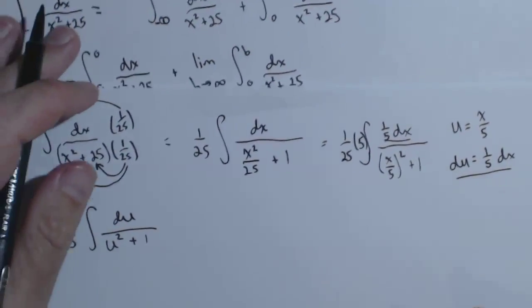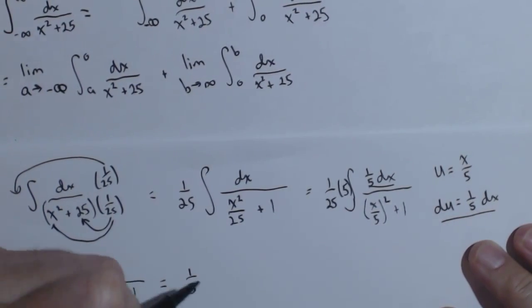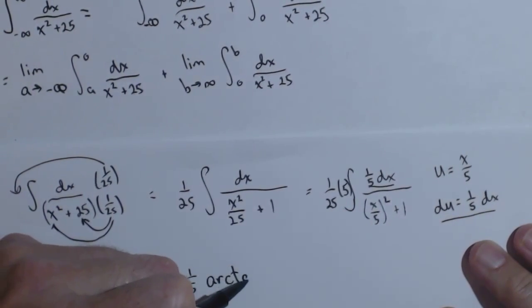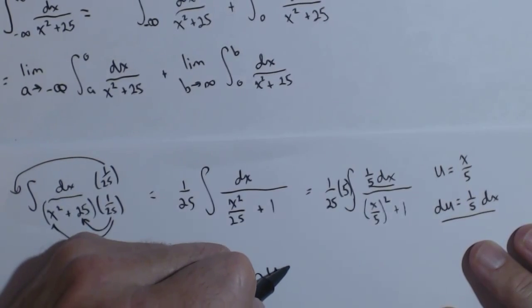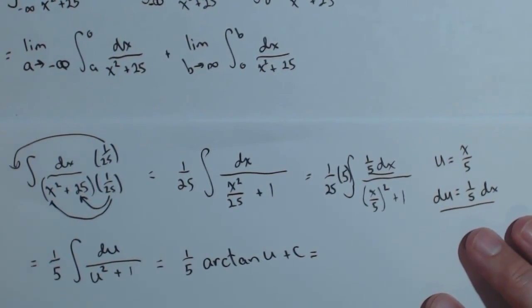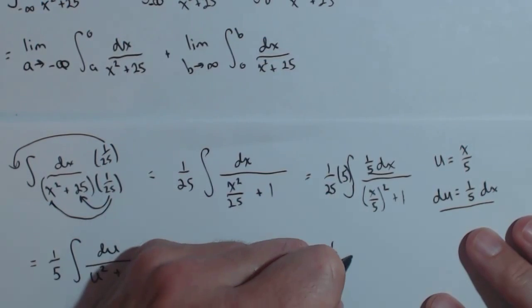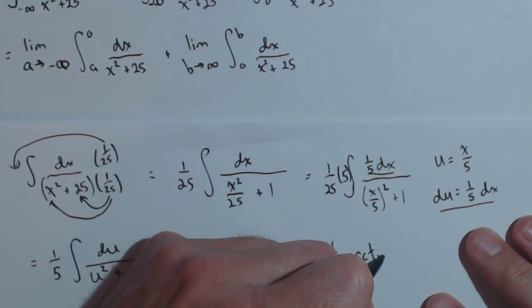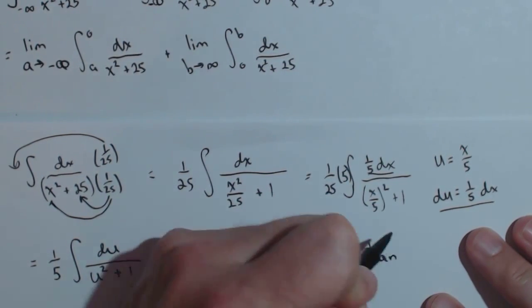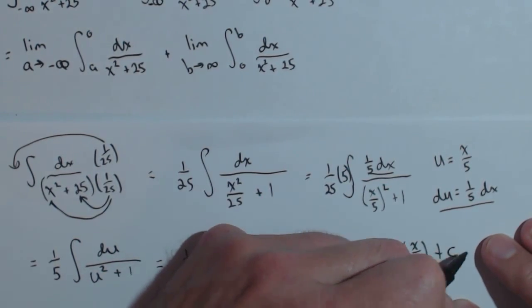And now we can see that this is in fact an arctan. So we get 1/5 arctan of u plus c. We don't really need the plus c for our purposes, but to be accurate, we'll put plus c. And now we have to sub back in the x over 5. So 1/5 arctan of x over 5 plus c.